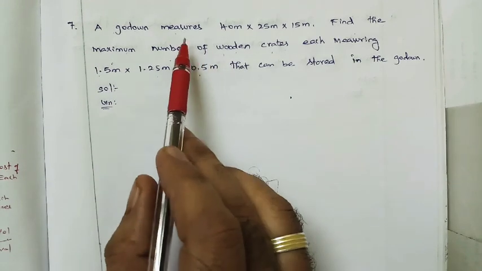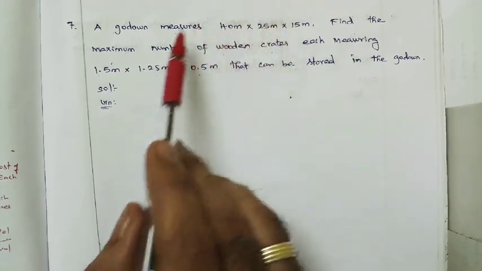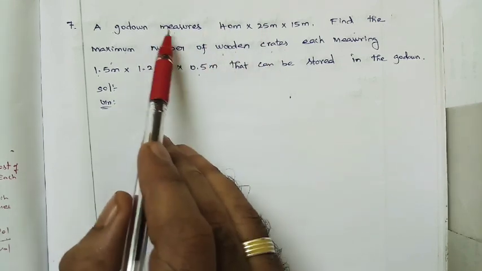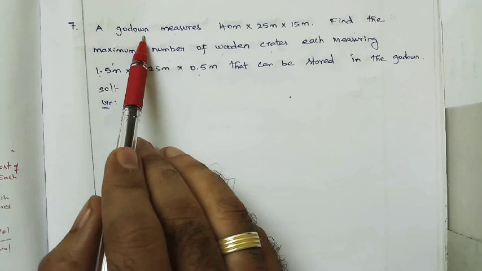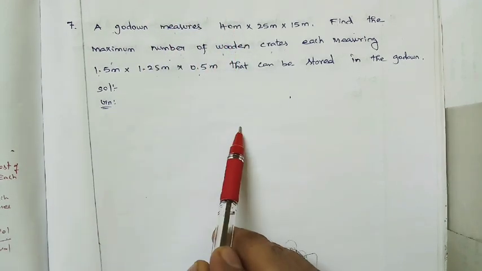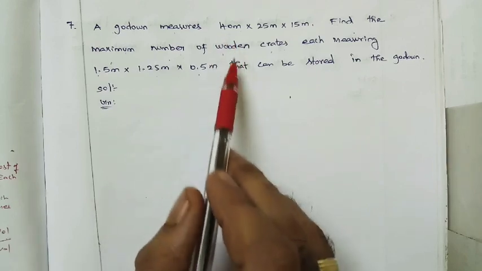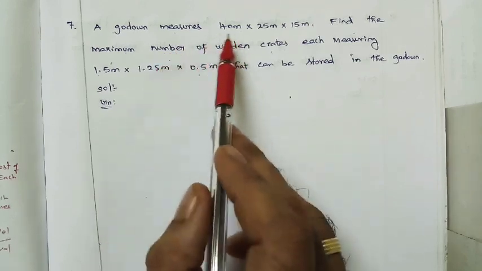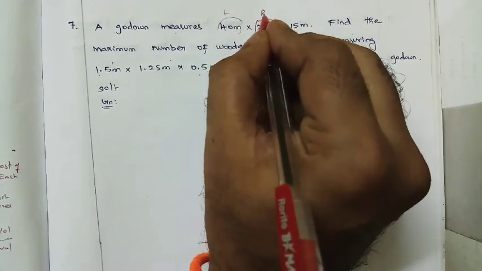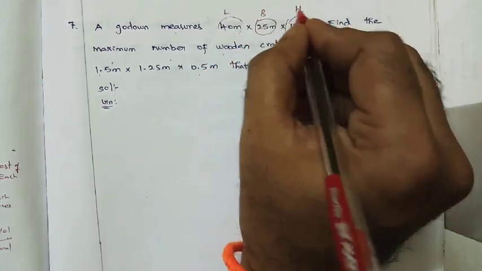So number of wooden crates is equal to volume of godown divided by volume of wooden crate. So what is the shape of godown? Cuboid. So volume of big cuboid divided by volume of small cuboid, right? So you have to differentiate. That's very important, right? So you can take it as 40 meter as capital L and 25 meters capital breadth, and it's nothing but capital H, right?